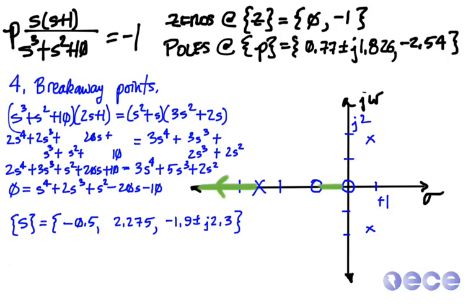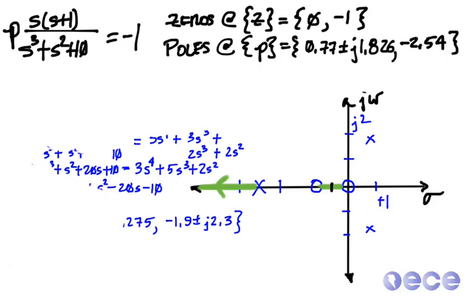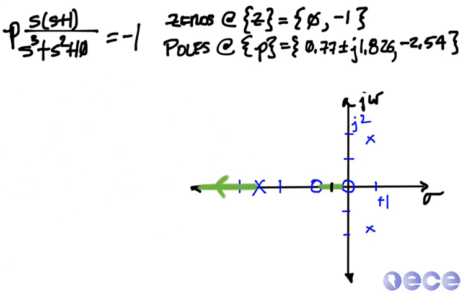And our pole values, our values that optimize this equation, which are the potential breakaway points, are at minus 0.5, 2.275, and minus 1.9 plus or minus j 2.3. So which of these points are on the real axis? Minus 0.5 is on the real axis, and none of the other points are. So that's our breakaway point. And now we know that this breakaway point is going to head off to the middle of nowhere.